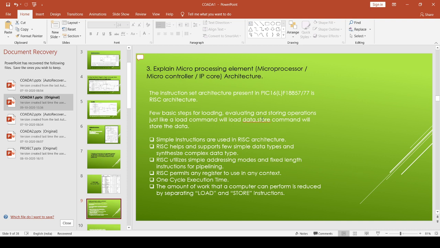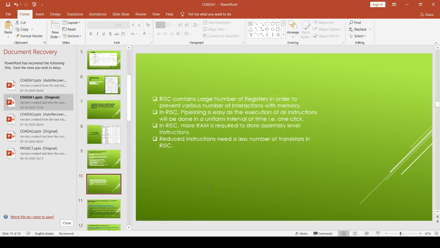And this microprocessor is constructed based on the RISC architecture. Simple instructions are used in RISC architecture. RISC supports a few simple data types and synthesizes complex data types. This is a one cycle execution time. The amount of work that a computer can perform is reduced by separating load and store instructions in this microprocessor.